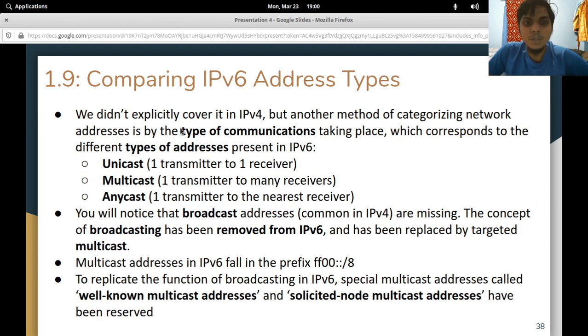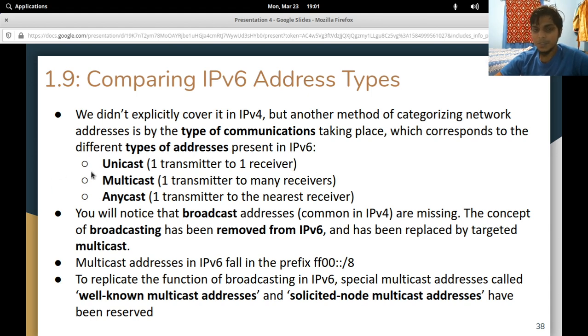Right, so moving on, comparing IPv6 address types. We didn't explicitly cover it in IPv4, but another method of categorizing network addresses is by the type of communications taking place, which corresponds to the different types of addresses present in IPv6 as well. So we have unicast addresses, which is one transmitter to one receiver. So it is like one person talking to one other person.